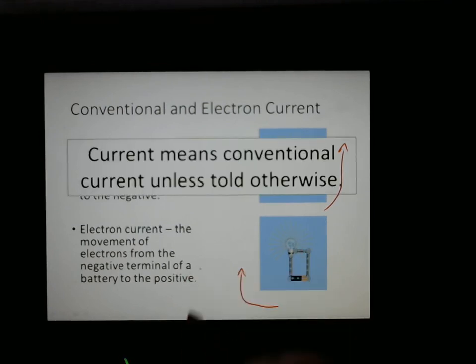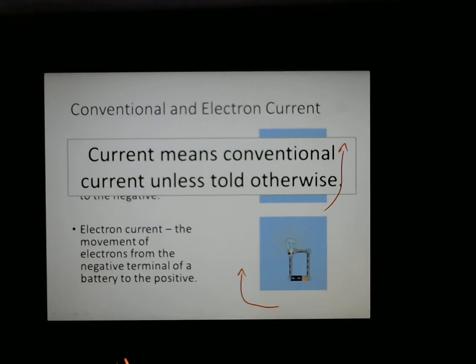So, by convention, unless I tell you otherwise, if I say current, we're talking about conventional current, from positive through to negative. Only if a question asks you about the electron current, or the pathway of the electrons, do you care about the reality. We're just going to deal with positive conventional current. So I'll just say current from here on out, but we're going to deal with the positive version of it.